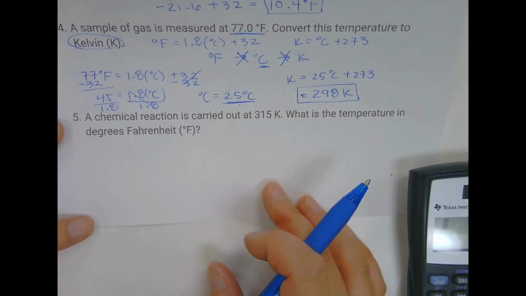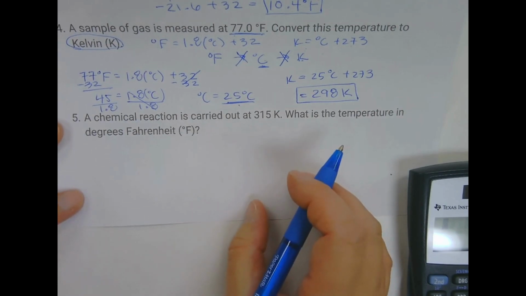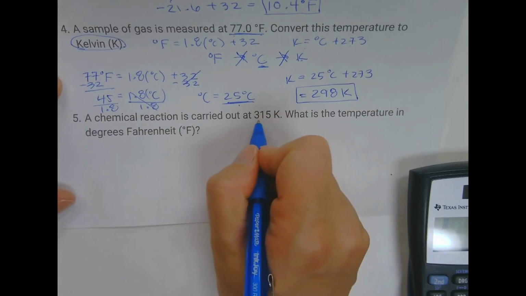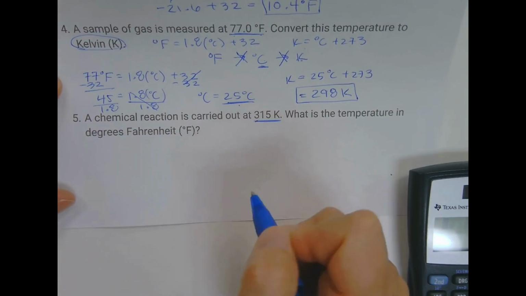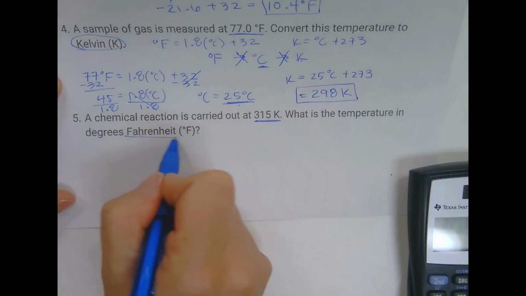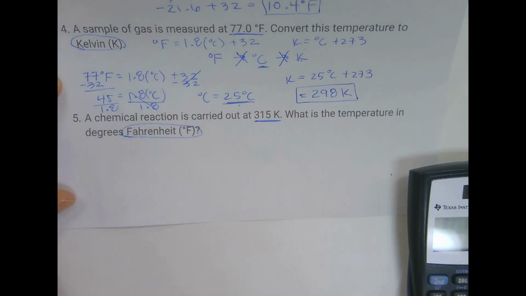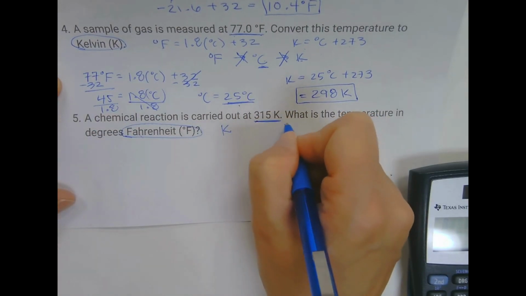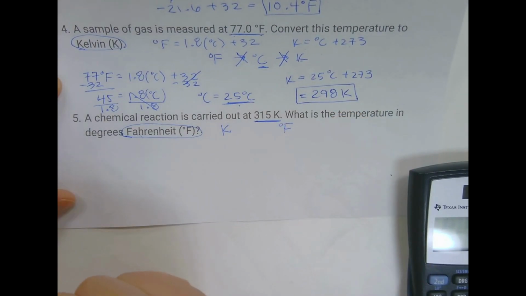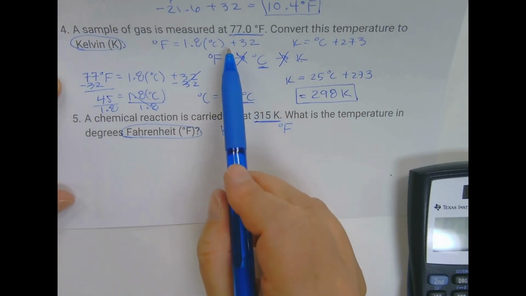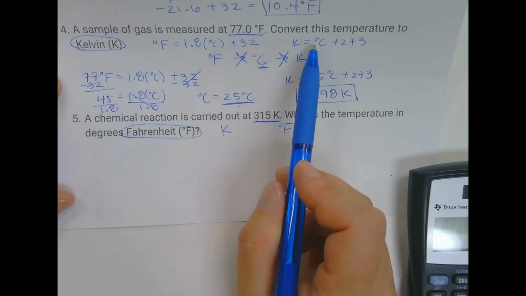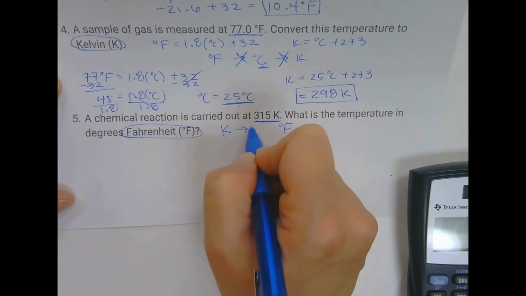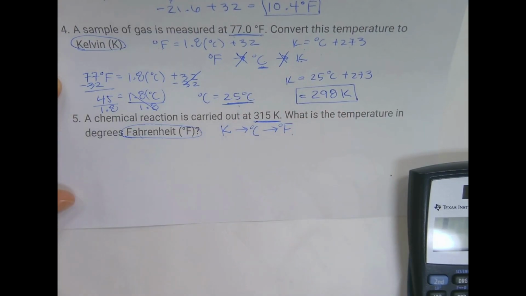A chemical reaction is carried out at 315 Kelvin. What is this temperature in degrees Fahrenheit? So I'm starting with 315 Kelvin, so I'm underlining it, and I'm looking for degrees Fahrenheit. So this is starting at Kelvin, and I'm going to Fahrenheit. But the problem is that I don't have an equation, like in the previous question, that goes directly from Kelvin to Fahrenheit. So I'm going to have to stop at degrees Celsius along the way.